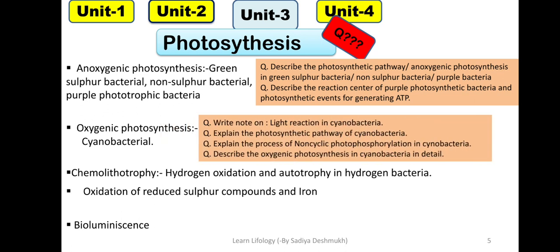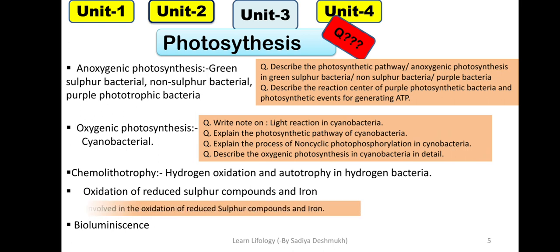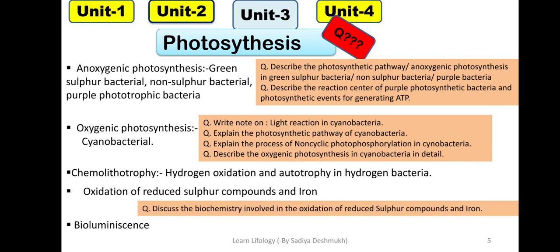From oxygenic photosynthesis, the questions are asked very commonly. The question can be like this: write a note on light reaction in cyanobacteria, explain the photosynthetic pathway of cyanobacteria, the process of non-cyclic photophosphorylation in cyanobacteria, and the oxygenic photosynthesis in cyanobacteria in detail. In short, you have to do complete photosynthesis in cyanobacteria. Then from the next point, that is oxidation of reduced sulfur compounds, discuss the biochemistry involved in the oxidation of reduced sulfur compounds and iron.